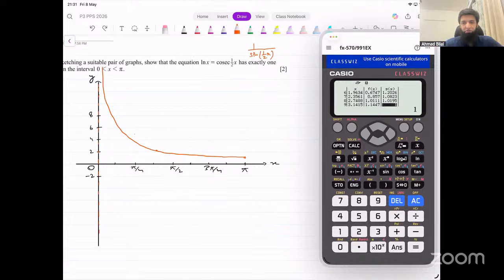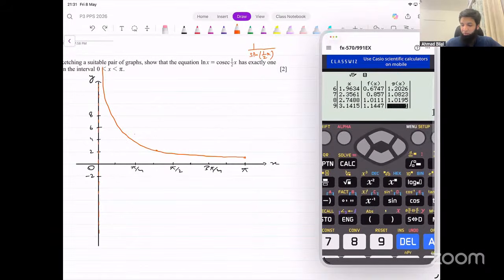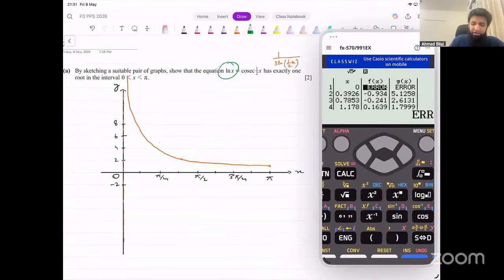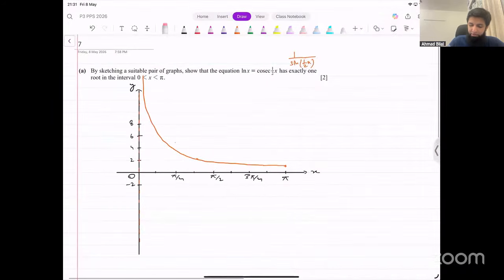Reciprocal trig functions, you should sketch them using a calculator. There's no need to memorize values. Now, what about the log function? Graph of ln x, that's a standard graph. You should remember the graph shape.